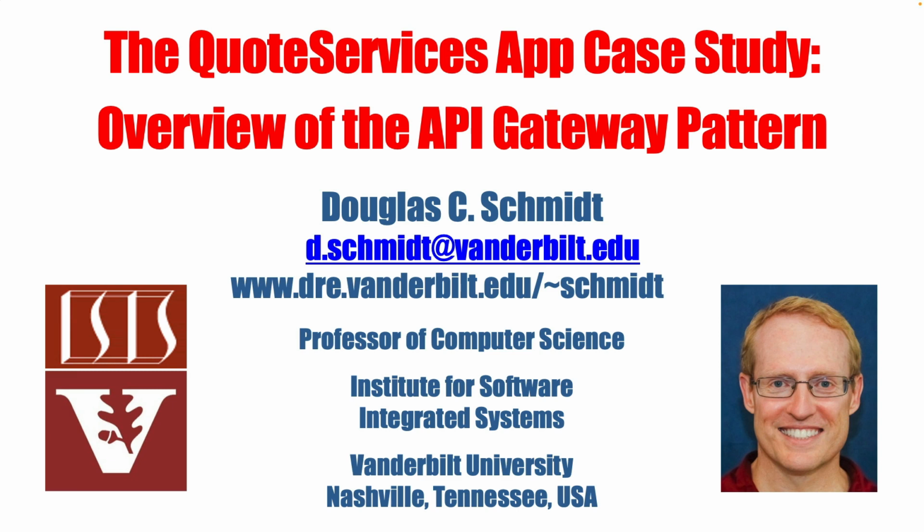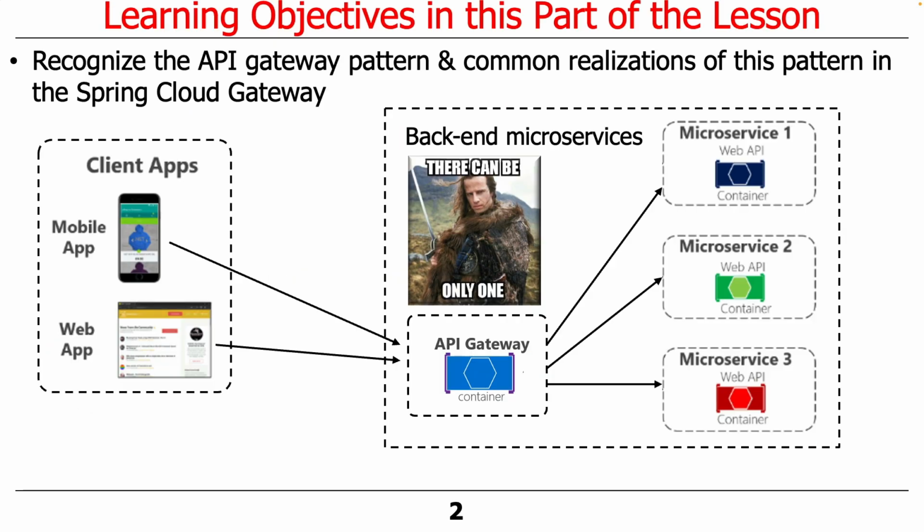So now we're going to talk about the API gateway pattern, which is something we haven't discussed at all at this point and is very important to understand the way that Spring is used in production systems. So we're going to see that the concept behind this is actually a very simple concept.